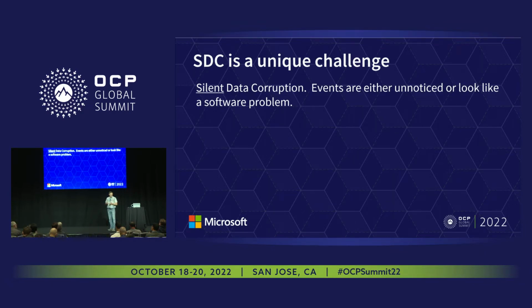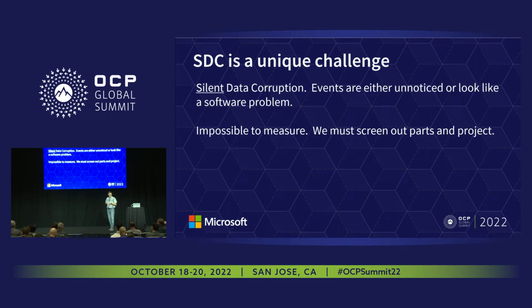Events are either unnoticed, or if you get lucky, you have an anomalous behavior, like a system crash or an error message or something. The problem is, even when you get that, it almost always looks like a software problem. And it's only after months of debug, ruling out every other possible thing, that you might conclude, I've got nothing left, so it must be silent data corruption coming from the hardware.